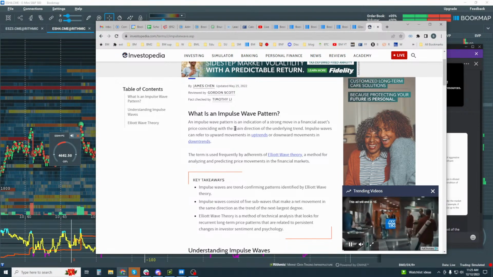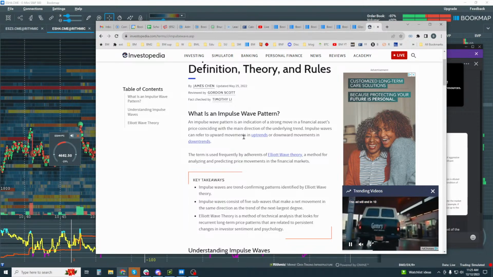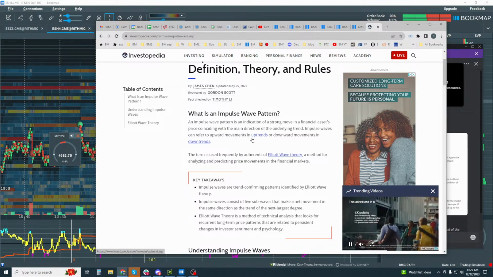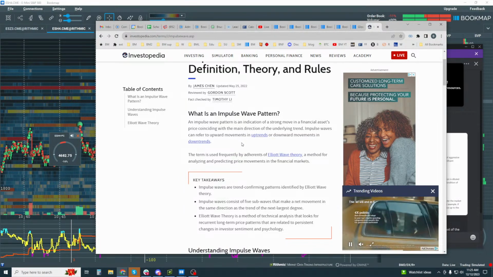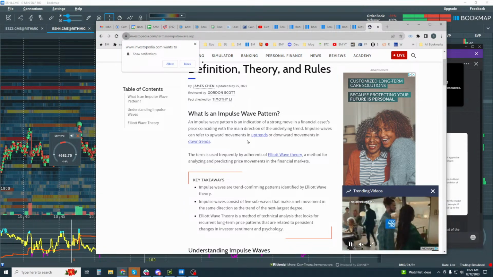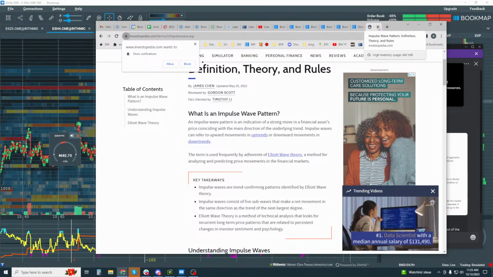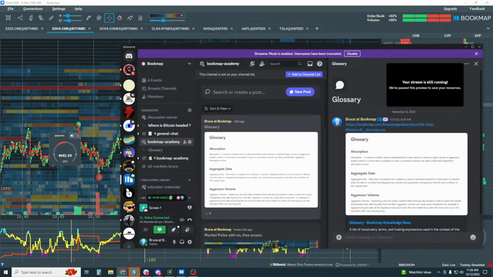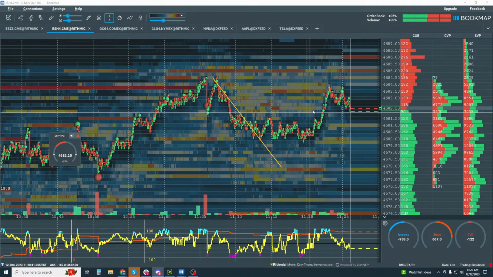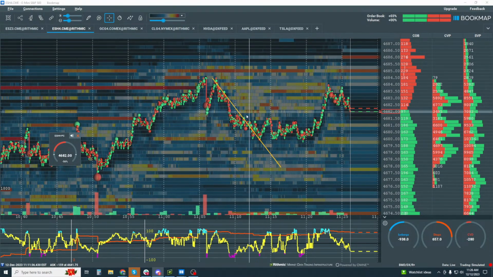Yeah, impulse move pattern is an indication of a strong move in a financial asset's price coinciding with the main direction of the underlying trend. Impulse waves can refer to upward movements in uptrends or downward movements in downtrends. Then they also mention Elliott wave theory here, but it's just understanding, and I want to reiterate understanding the momentum and the strong move away from an area.